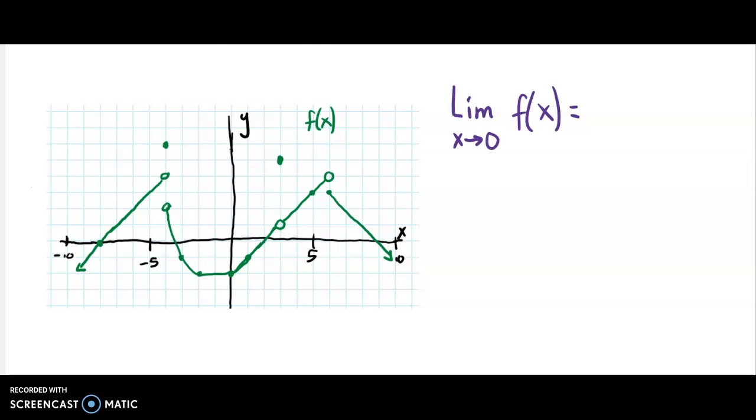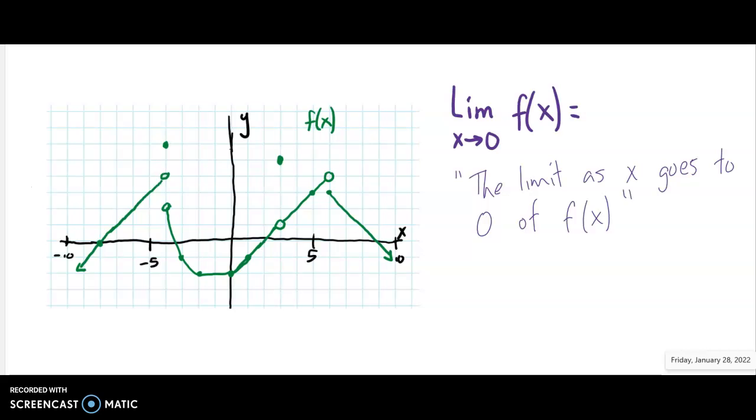The way we read this out loud, just like whenever you see f of x, you say f of x, right? Or if I wrote f open parentheses 3, we'd always read that as f of 3. So we have a specific way to read this new limit notation. The way that I read this is the limit as x goes to 0 of f of x.